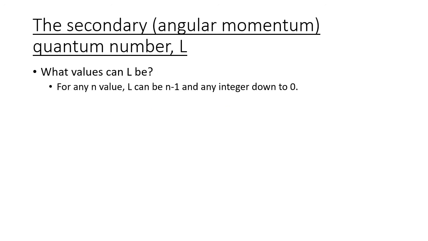The second quantum number is referred to as the secondary or angular momentum quantum number, and it's given the symbol L. What values can L be? For any n value, L can be n minus 1 and any integer down to 0. So if I chose n equals 5, L could be n minus 1, so 5 minus 1 is 4, but it could also be 3, 2, 1, or 0. We will find out that it doesn't have to be all of those values, that it can be one specific one of these L values.